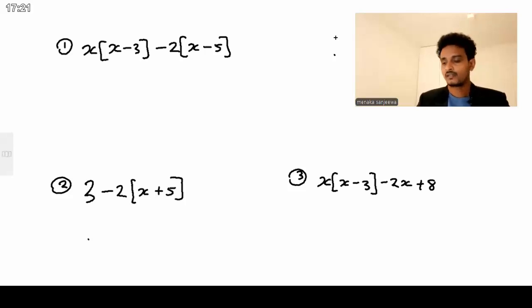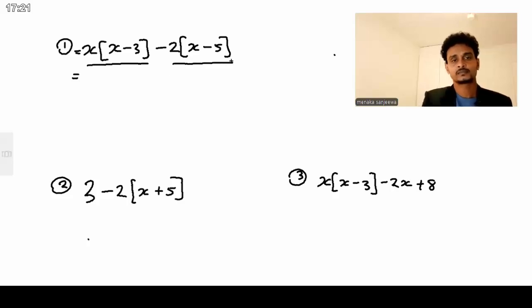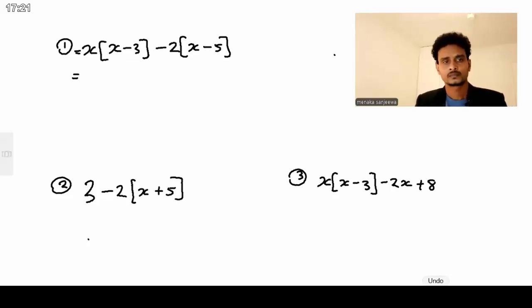Okay, shall you explain this one? So how many terms in this question? How many terms here? Two terms. What's the first term? This is the first term, x of bracket x minus 3. And minus 2x inside bracket x minus 5.